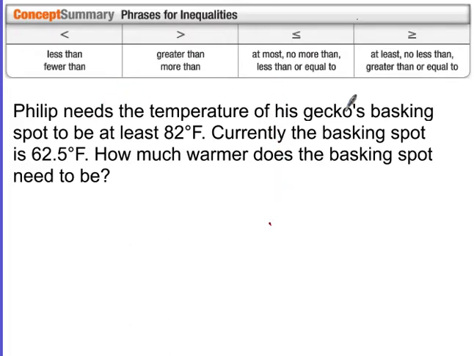So Philip needs the temperature of his gecko's basking spot to be at least 82 degrees Fahrenheit. Currently, the basking spot is 62.5. So how much warmer does the basking spot need to be? We need to write an inequality. So if it is 62.5, how much do I need to add to it to get it to be at least 82 degrees? So at least, which one do I need to put? You need to put greater than or equal to.